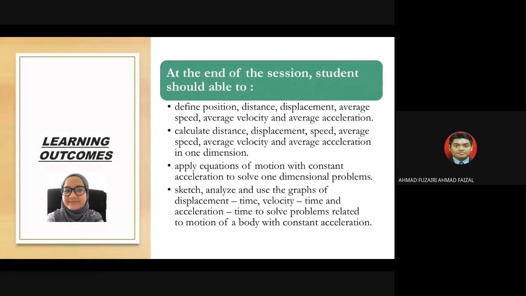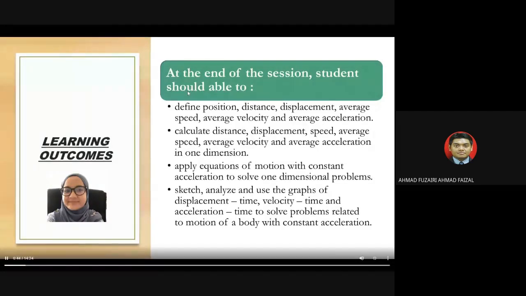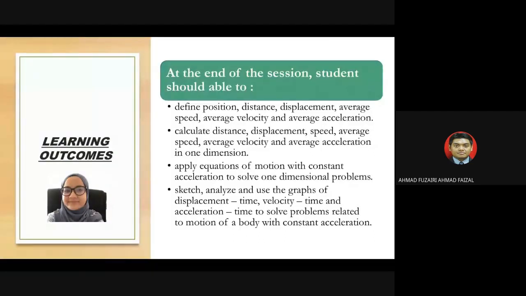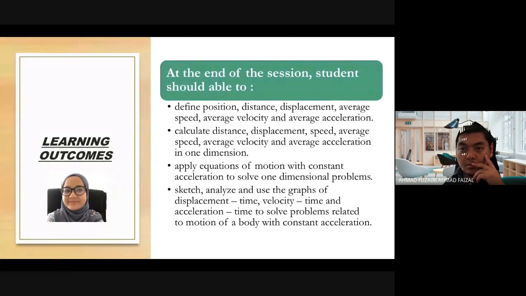In order to study all the subtopics given, there are 4 learning outcomes to be achieved by the student at the end of the session. Number 1, students should be able to define all the parameters for motion in one dimension, such as position, distance, displacement, average speed, average velocity, and average acceleration. Number 2, students should be able to calculate all the parameters involved in a linear motion.